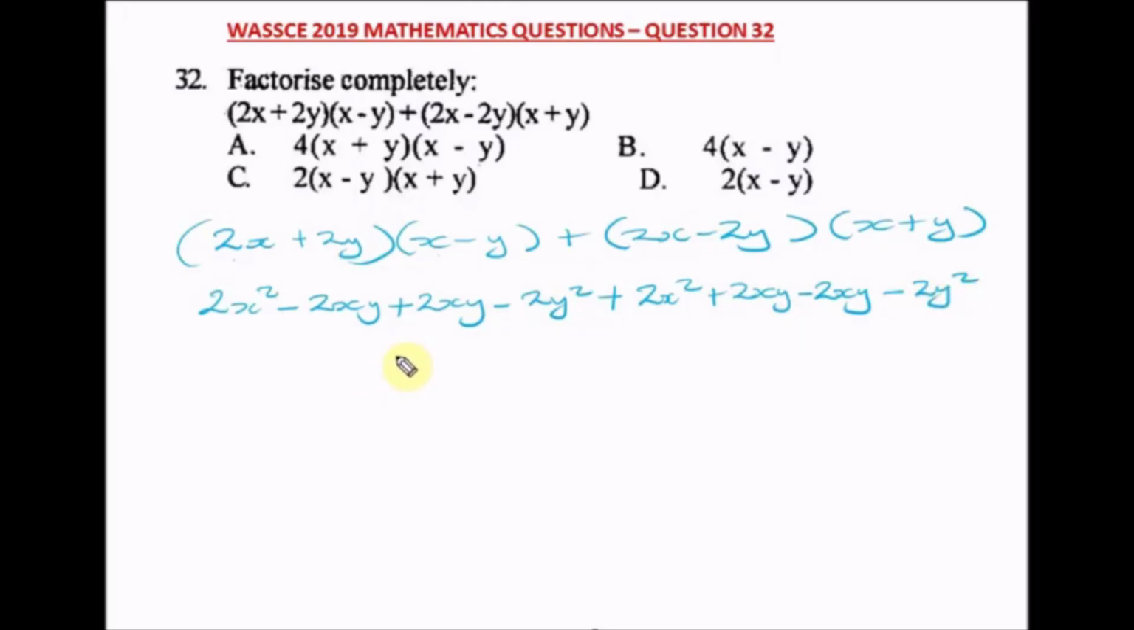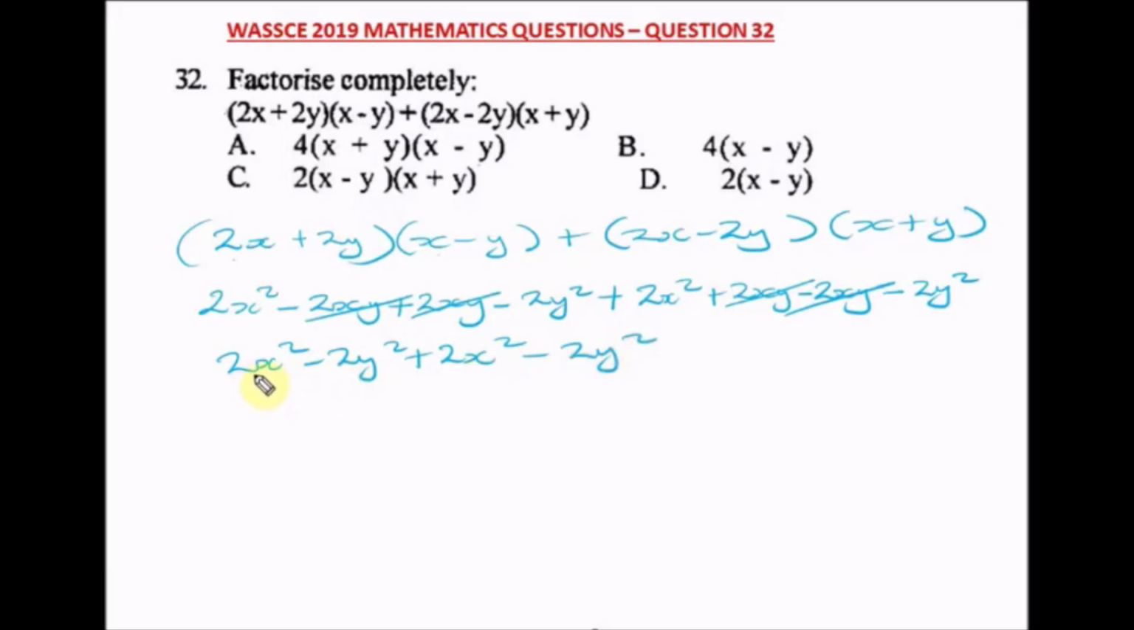Okay, so from here we can cancel out. We can cancel out this minus 2xy plus 2xy, which will give us a 0. Here also we can cancel out this plus 2xy minus 2xy, which will also give us a 0. So what are we left with here? We're left with 2x squared minus 2y squared plus 2x squared minus 2y squared.